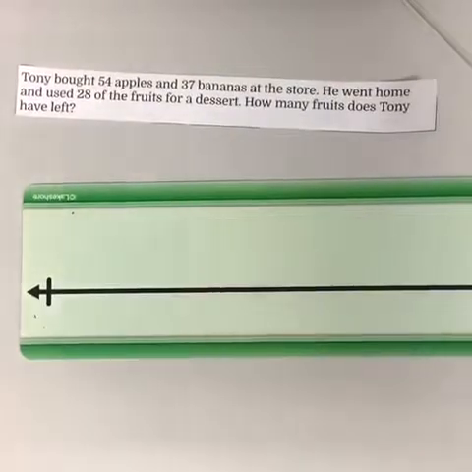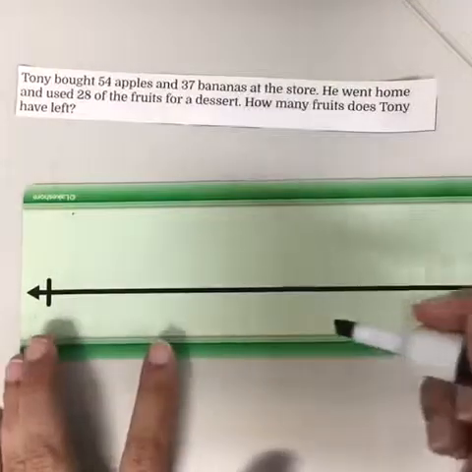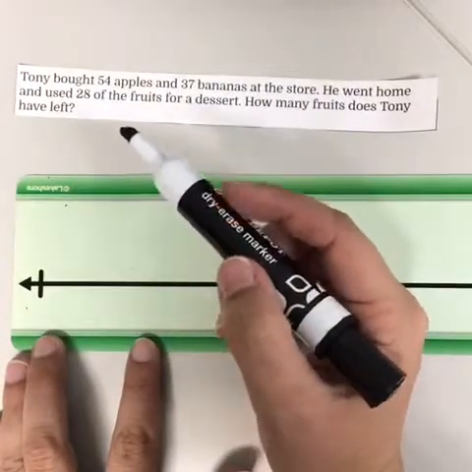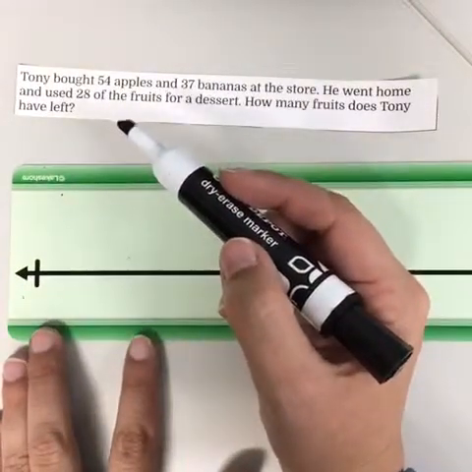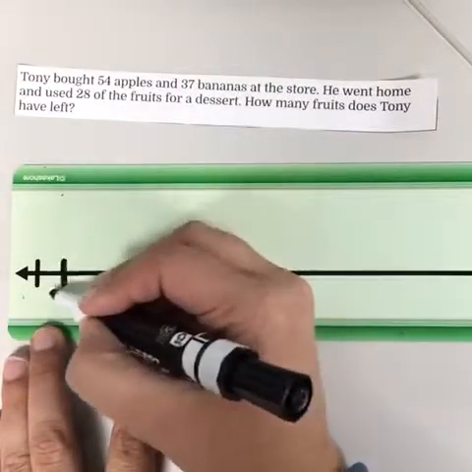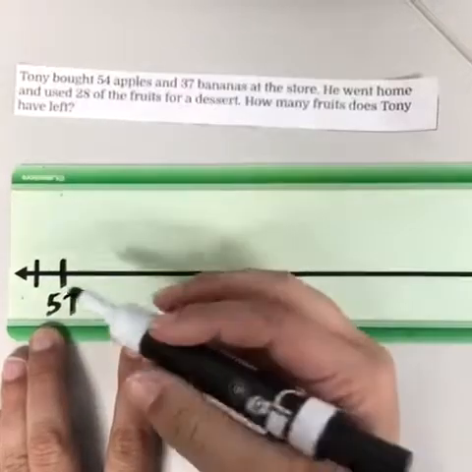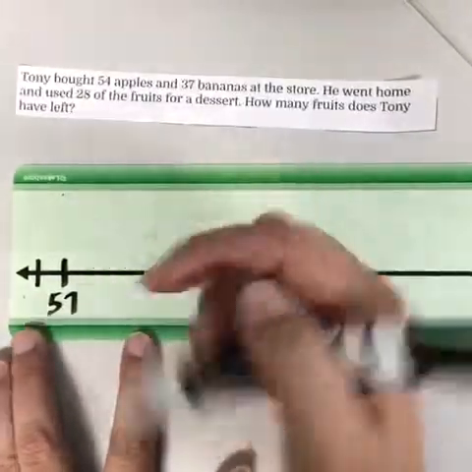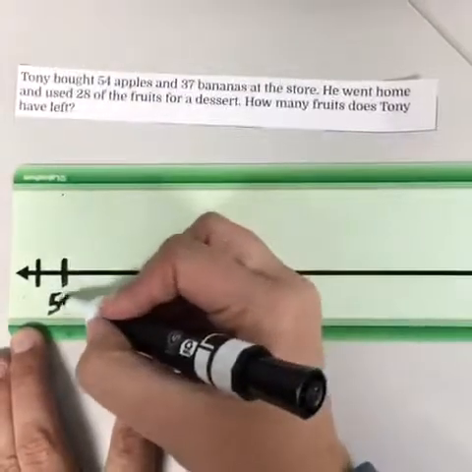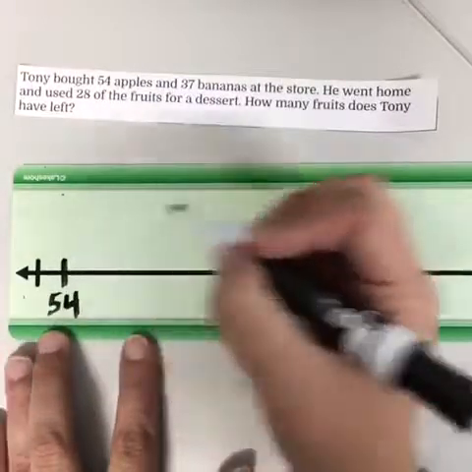A learner may also choose to use a number line to help solve this word problem. For example, when they notice that Tony initially bought 54 apples and 37 bananas at the store, they'll realize they need to join these numbers. Since it's addition, the learner will know they need to start at the left end of the number line, and looking carefully, they'll see that they were starting with 54 apples and they needed to add 37 bananas.